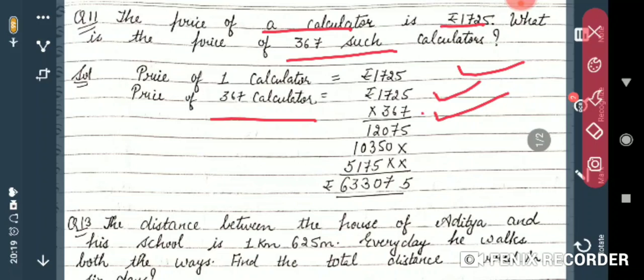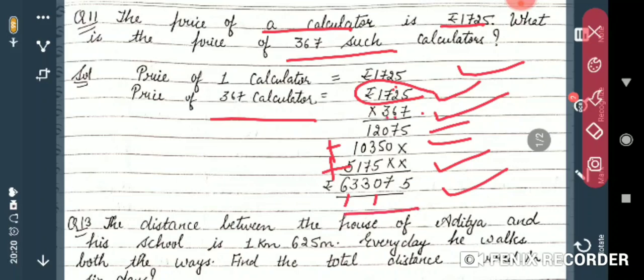So how will you multiply? First you will multiply this 7 with this figure, you will get this answer. Then you will multiply 6 with this number, you will get this answer. Then you will multiply 3 with this number, you will get this answer. Then you will add all these numbers and you will get the price of 367 calculators. So what is the price of 367 calculators? 6,33,075.